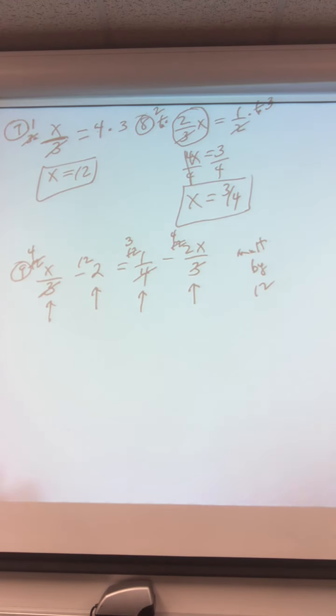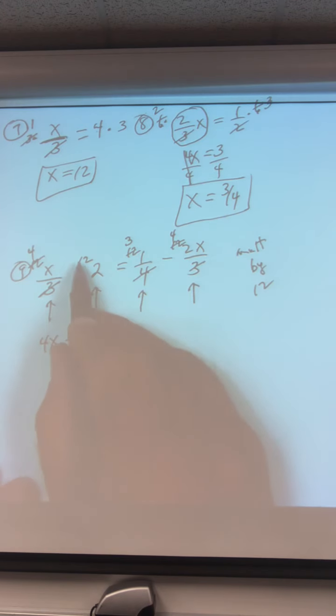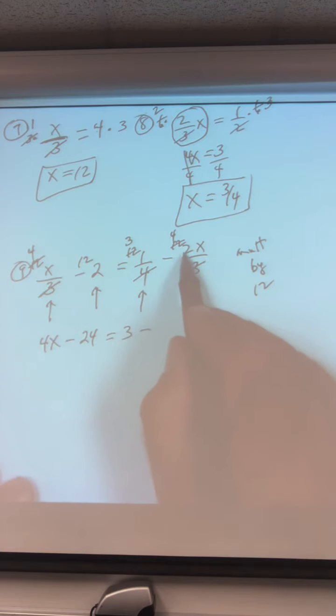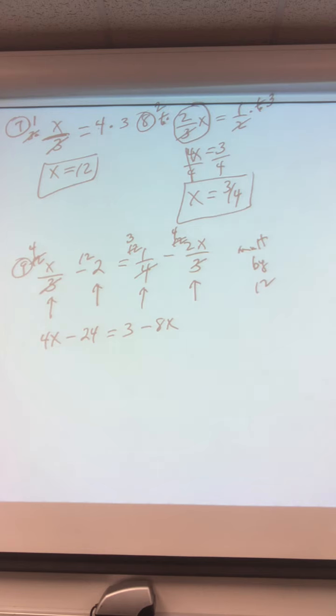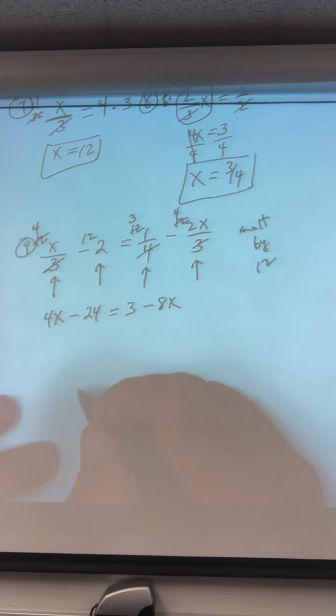Now multiply what's left. 4 times x is 4x, minus 12 times 2, which is 24, equals 3 times 1, which is 3, minus 4 times 2x is 8x. All right, now all of the fractions are gone. Now you're back to that 2-step process. Get your x's on one side, numbers on the other. And you do that in as few or as many steps as you want to.